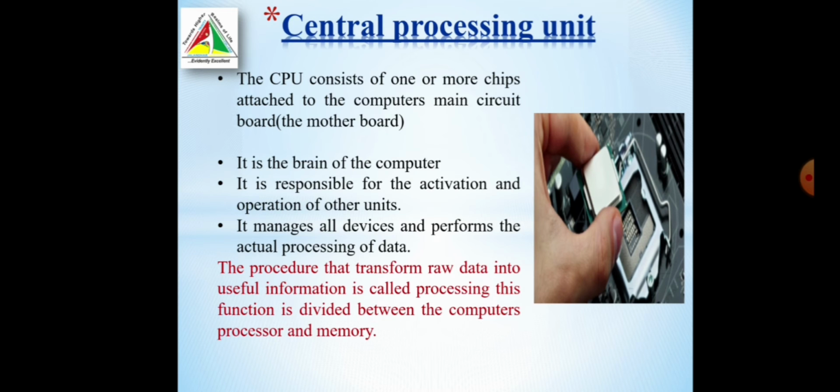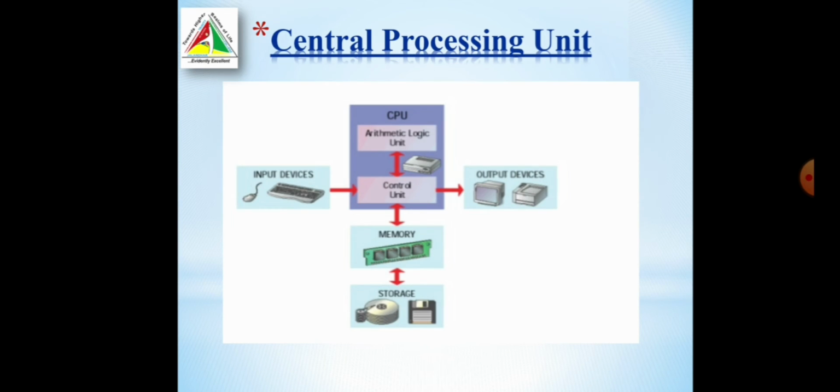The procedure that transforms raw data into useful information is called processing. This function is divided between processor and memory. So the central processing unit, which contains arithmetic and logic units, control units, and all the functions, are controlled by central processing units only.